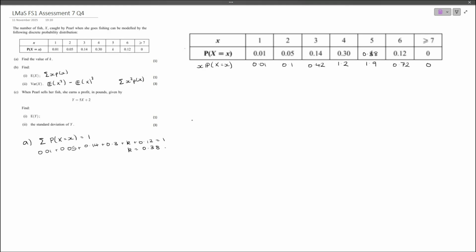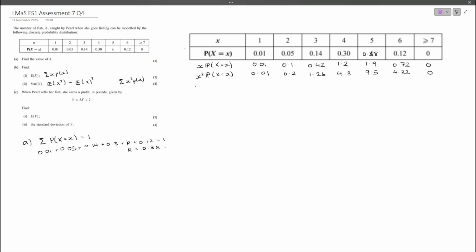We're also going to do x squared P(x). It's going to get 0.01, 0.2, 1.26, 4.8, 9.5, and 4.32, and 0.